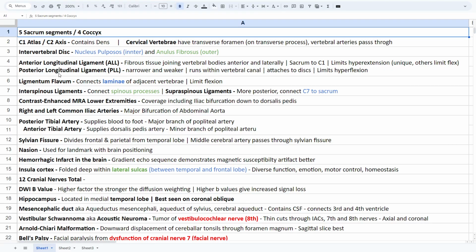Posterior longitudinal ligament is narrower and weaker. It runs within the vertebral canal. It attaches to the discs and it limits hyperflexion.